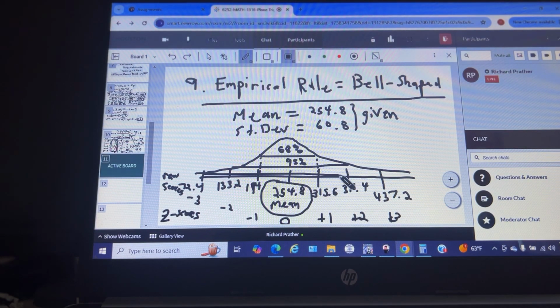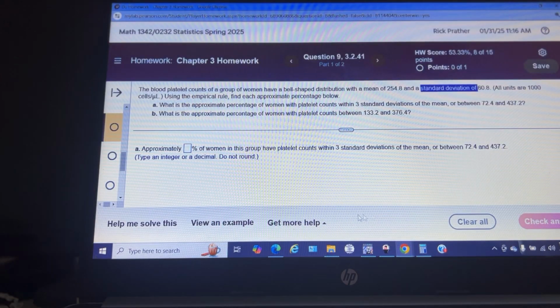And 99.7% of people or objects or whatever you're doing will land within 3 standard deviations of the mean, as long as the graph's bell-shaped. So this is called the empirical rule, and at this point, the textbook just tells you to memorize 68, 95, 99.7. That's 1, 2, and 3 places. So now I can go to the question.